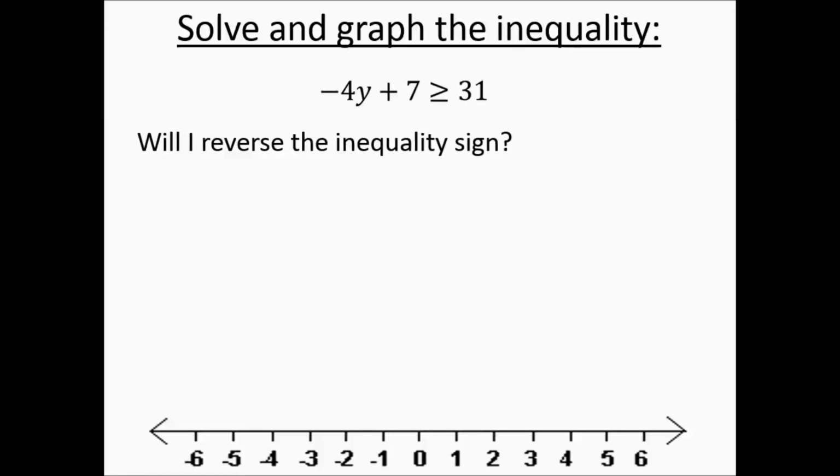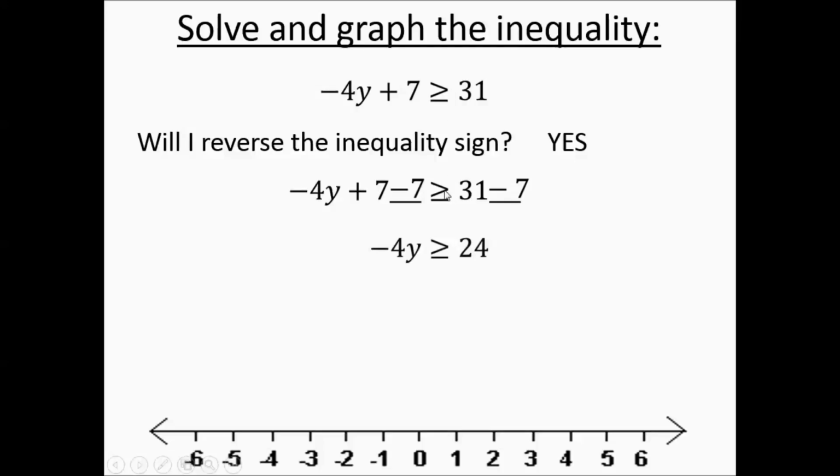Will I reverse the inequality sign? Yes, because we have that negative coefficient. But first we're going to get rid of that constant by subtracting 7 from both sides. Notice how I haven't reversed the inequality yet. That's going to be negative 4y. 31 minus 7 is 24. So now when I divide out the negative 4, that's when this is going to reverse. So that final answer is going to be reversed. 24 divided by negative 4 is negative 6.